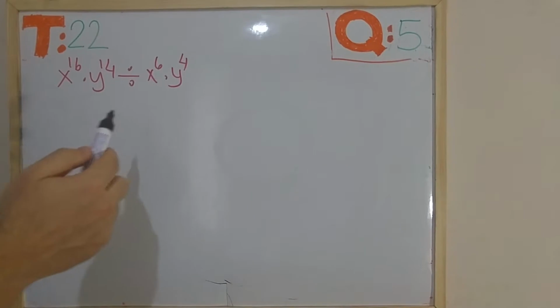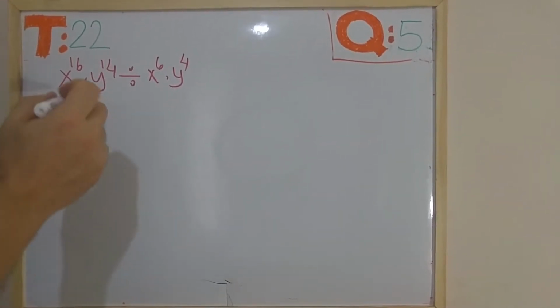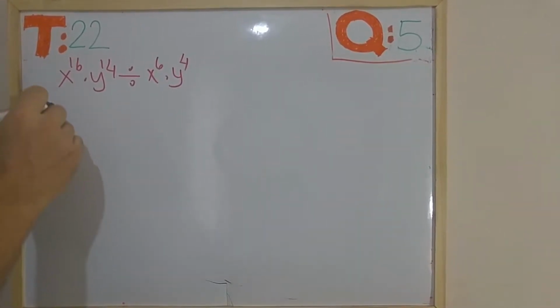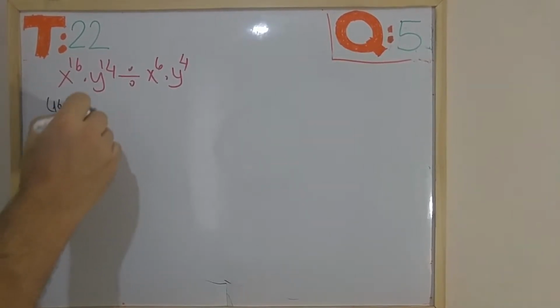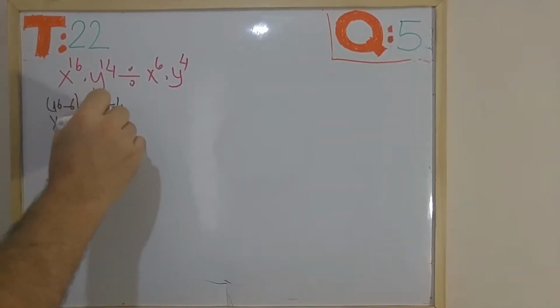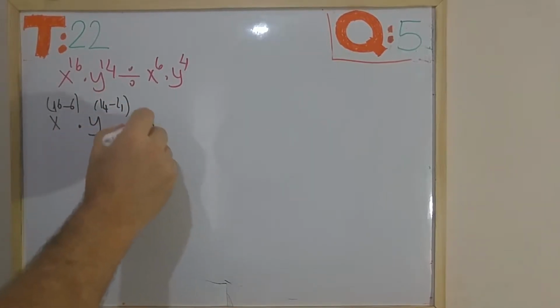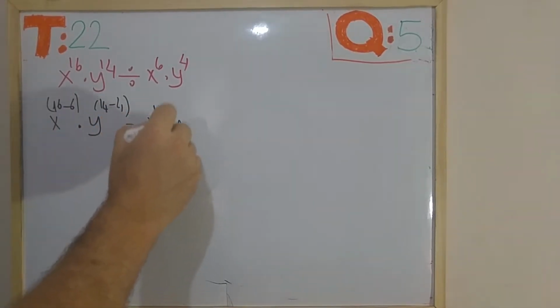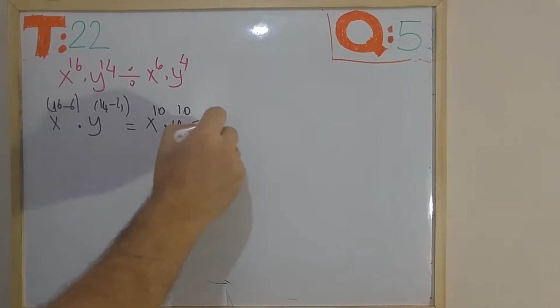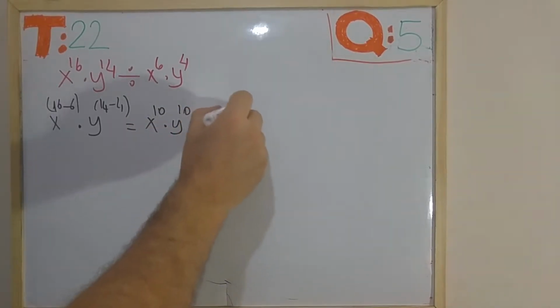Division means subtraction from the powers. What we have here is x to the 16 minus 6 times y to the 14 minus 4, which is equal to x to the 10 times y to the 10, or you could say x times y to the 10.